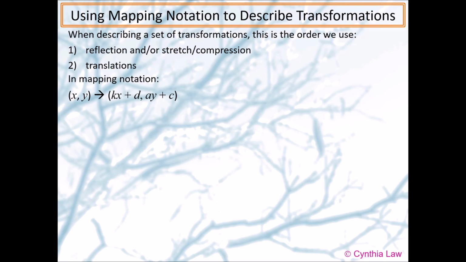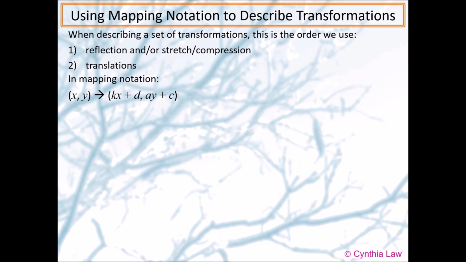notation, we have the set of original points, x, y, and it's mapped to the image points represented by kx plus d, ay plus c. If we look at kx plus d, k is multiplied to x and then added to d. When we look at ay plus c, we see that a is multiplied to y and then added to c. Now what's going on? K and a, they represent reflection and the stretch or compressions. D and c, they represent translations.